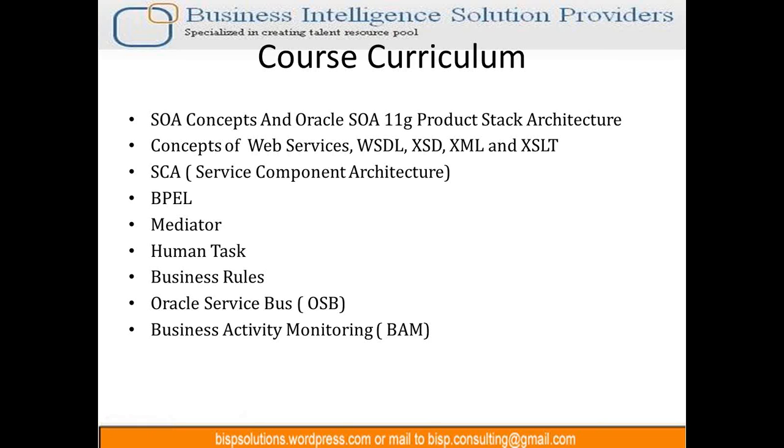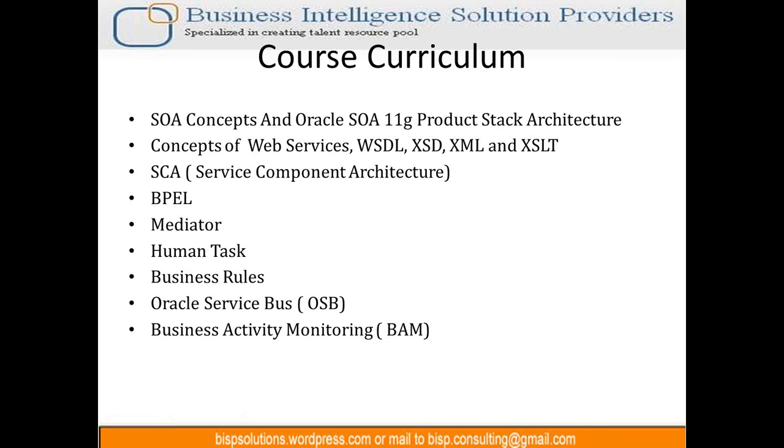Then we will talk about mediators, which in the previous releases were called Enterprise Service Bus, and now are called mediators. We will see where mediators come into the picture and how they are used. Then we will talk about human tasks. If my business process has some type of activity which requires human intervention, we will see how I can write those types of human tasks or workflows.